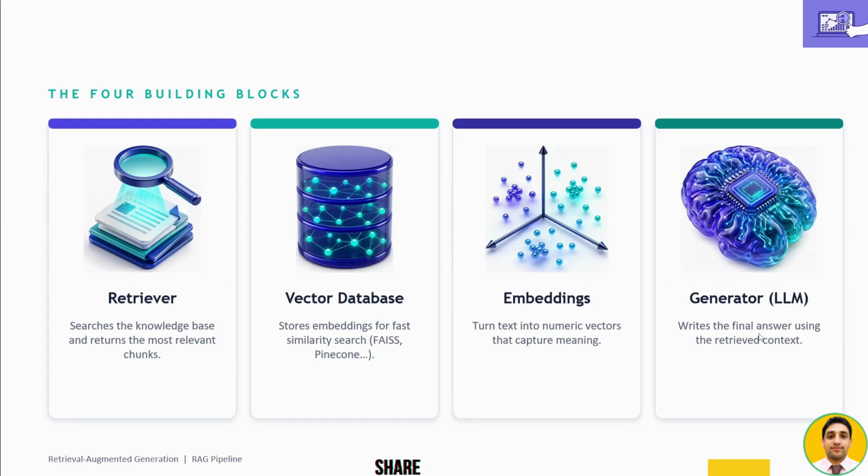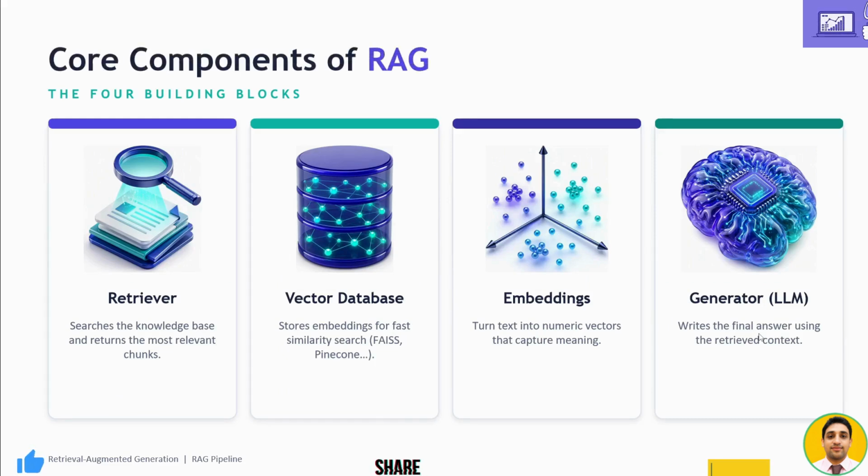Core component of RAG, the four building blocks. Every RAG system, no matter how complex it eventually becomes, is built on four fundamental building blocks, and understanding each one clearly is essential before we move into the workflow.